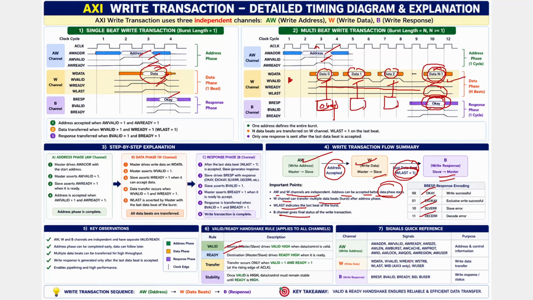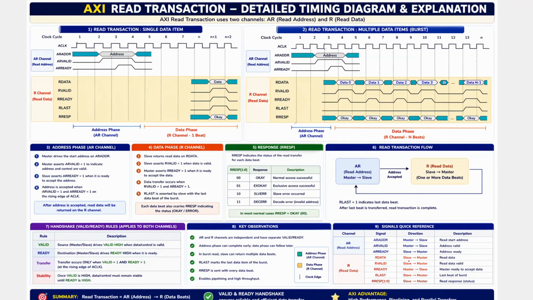Similarly, how will the read transaction happen? Same thing we need to apply. There is no response channel here, only the address phase and data phase. During the idle condition the address is not maintained, and the valid signal should be low and the ready signal should be low. Whenever you are maintaining the address, the valid signal should be high, and the ready signal should also be high. When the slave sends the read data to the master, valid should be high, ready should be high, the last signal should be high, and the response OKAY should be given.